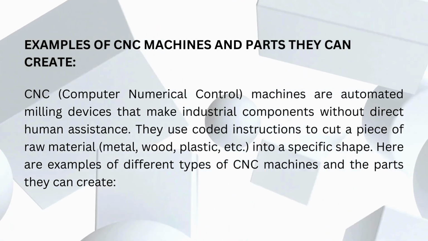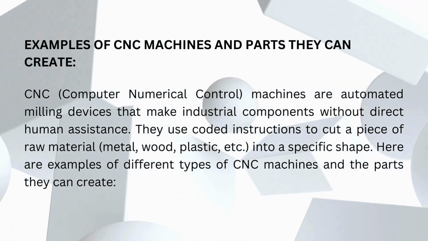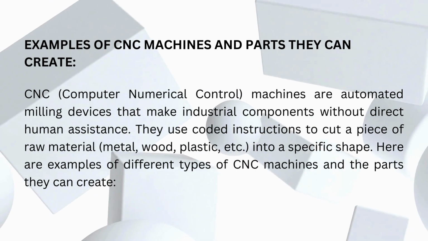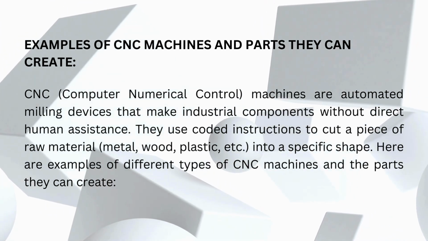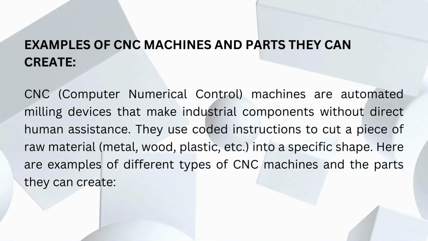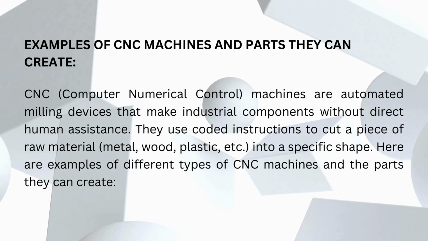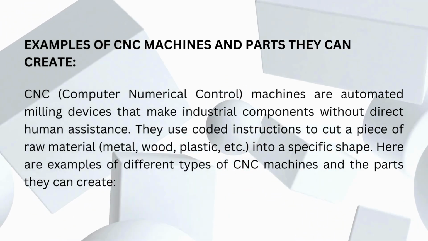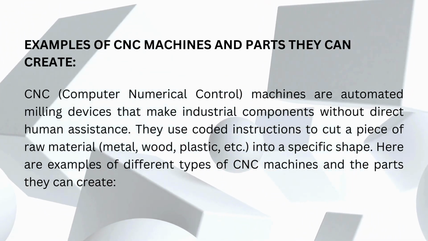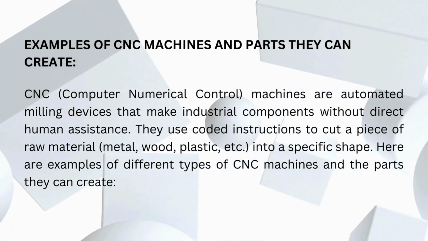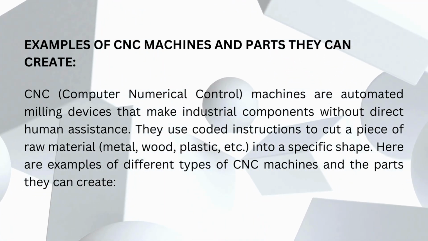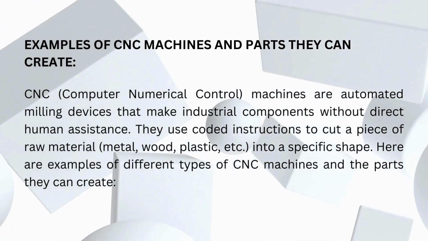CNC, Computer Numerical Control, machines are automated milling devices that make industrial components without direct human assistance. They use coded instructions to cut a piece of raw material, metal, wood, plastic, etc., into a specific shape. Here are examples of different types of CNC machines and the parts they can create.